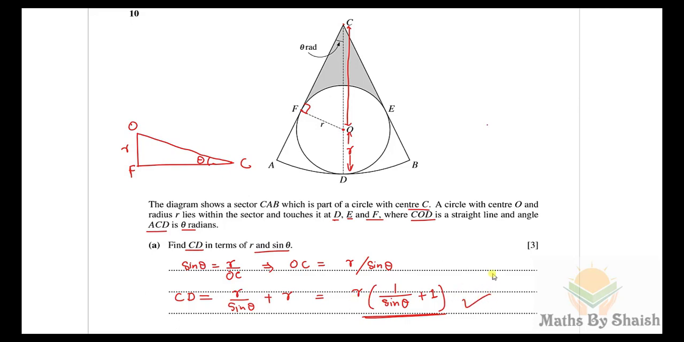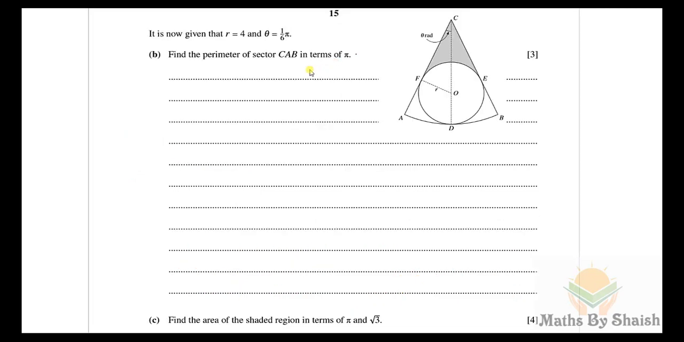Let's do the B part of it. And here is the B part. It is now given that R is equal to 4 and theta is equal to pi by 6. Find the perimeter of sector CAB in terms of pi. So I brought this figure here so that we can see what we are finding. So from the previous part we had CD is R times (1 over sine theta plus 1).